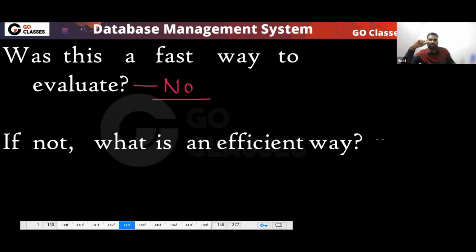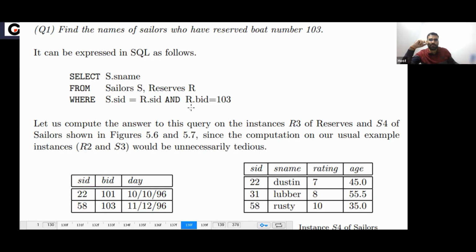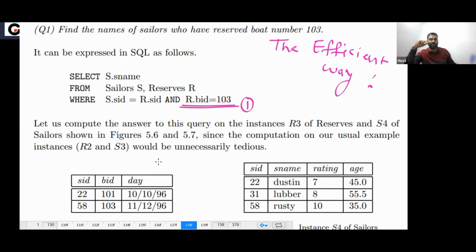What is the efficient way? Can anyone give me the efficient way for this query? First you select BID equal to 103, right? Yes or no? Do this first. That is the efficient way. This is the first thing you do, and if you do this first, you can notice this will be gone.